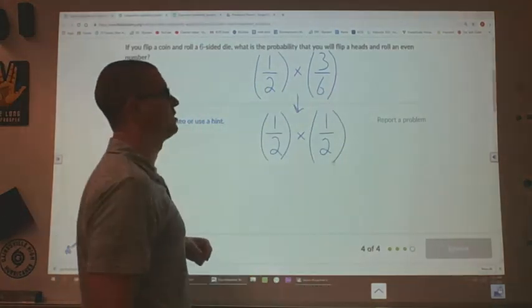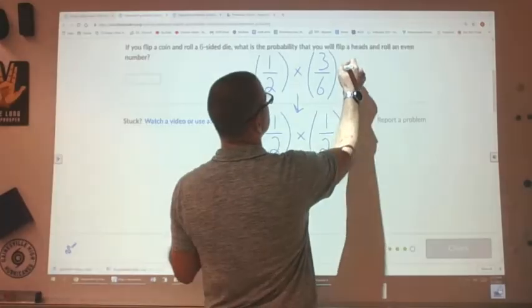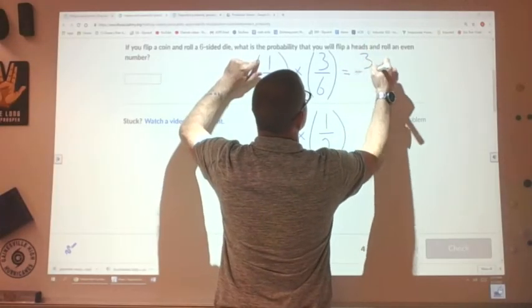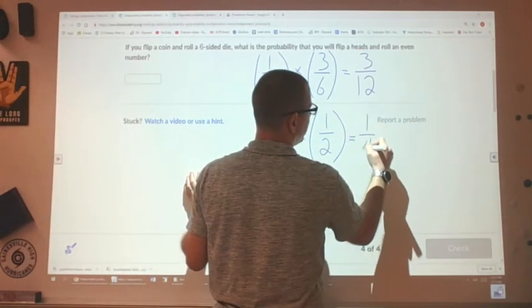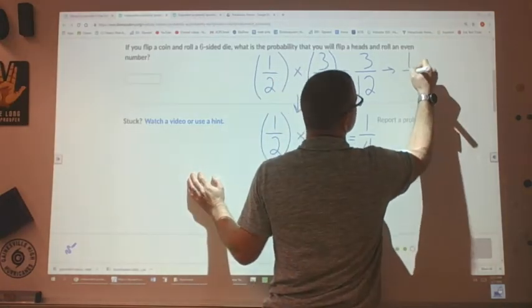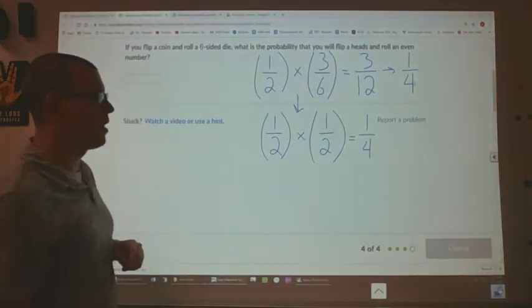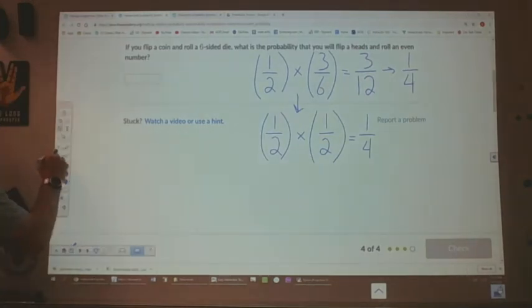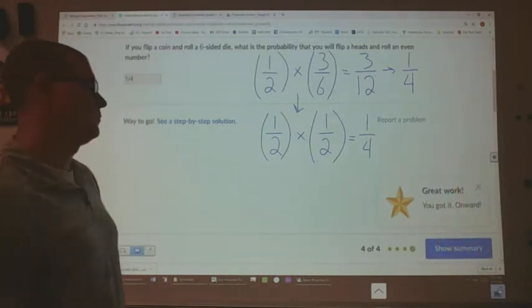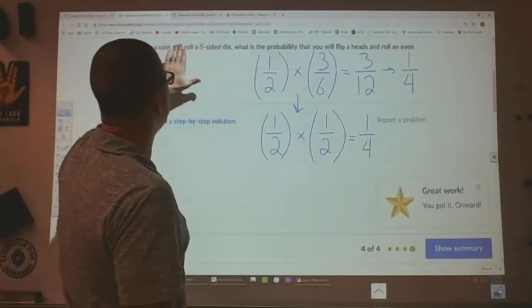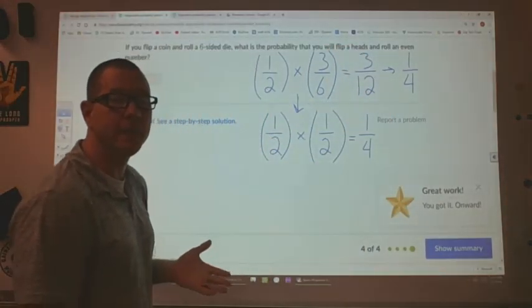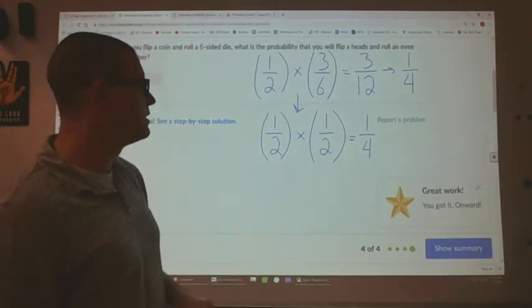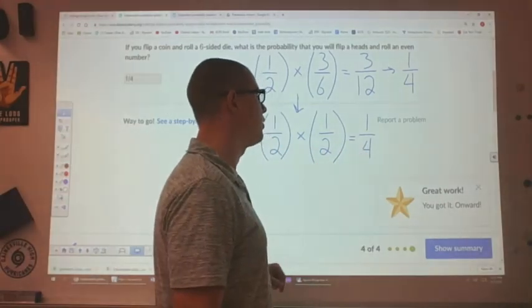So we could do the multiplication with the 3 out of 6, but we're going to use the reduced one. If we do this, we get 3 out of 12. In the reduced form, we get 1/4. So it doesn't matter, but 1/4 is our probability, or 25%. Yep. So independent events, as long as one outcome does not affect the probability of the other outcome occurring, they're independent. You can just multiply the probabilities to get the likelihood of them both occurring.